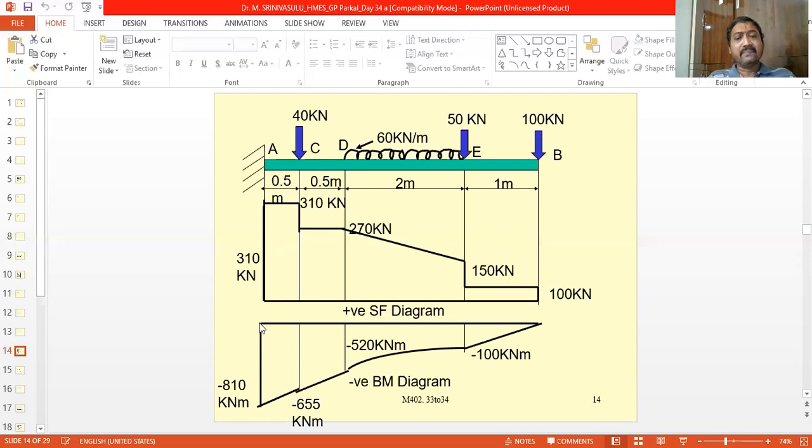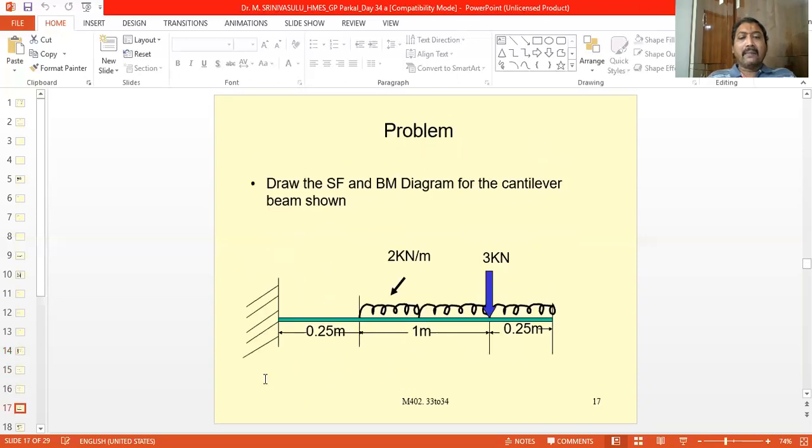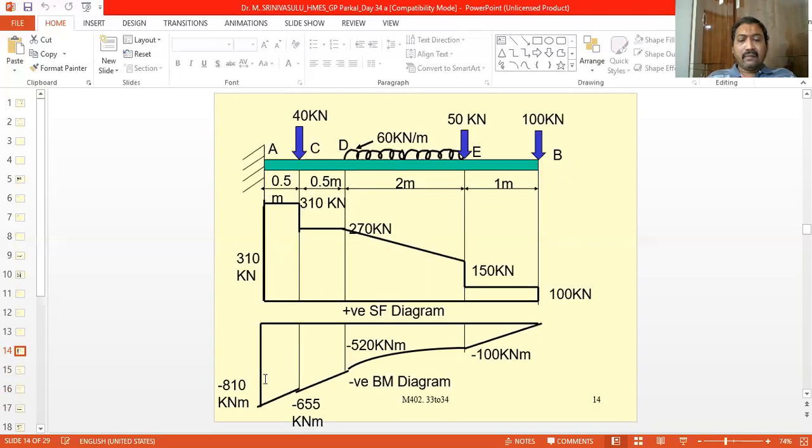So in this way, we have to work out the problems. So this is the solution for the given problem. So we will stop our today's class at this point, and we will continue the remaining problems in the next class.